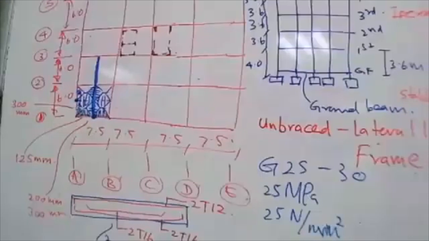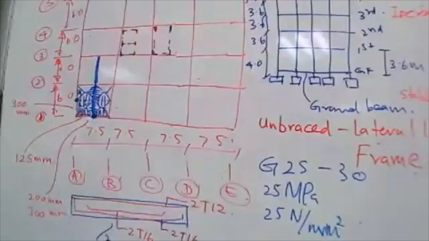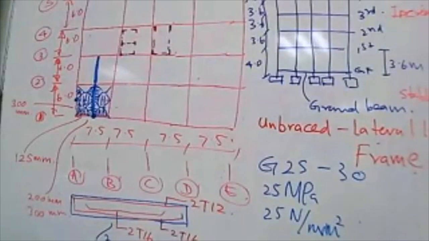Is that clear? Any questions? There's one question in the chat box. Yeah, what is the question? Can't we consider long secondary beams as continuous beams?